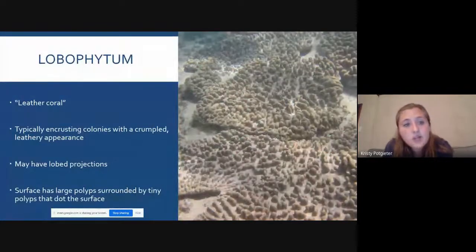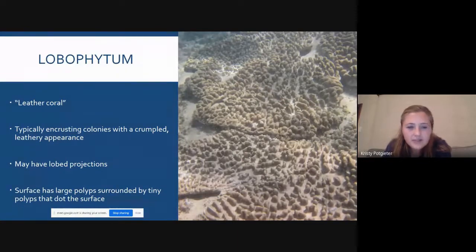Our next one is lobophyton. This is called our leather coral or lobed leather coral. They're generally encrusting colonies. I don't think I've seen them in any other growth form. They mostly stick to this growth form, but they've got a crumpled, leathery appearance. Sometimes you get lobed projections, but for the most part they stick nice and close to the reef surface.